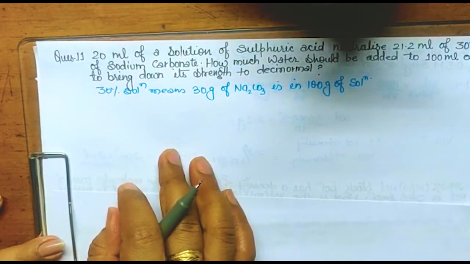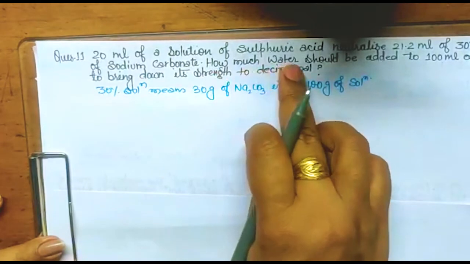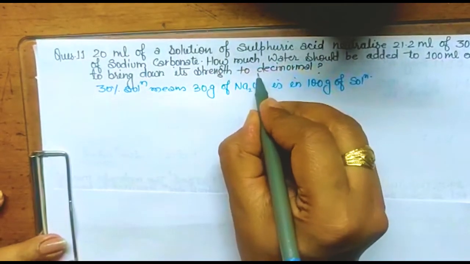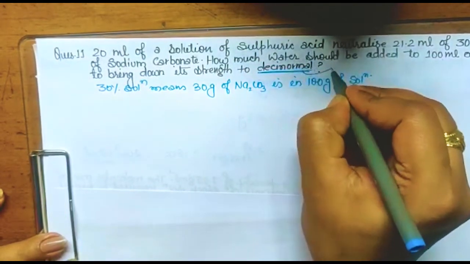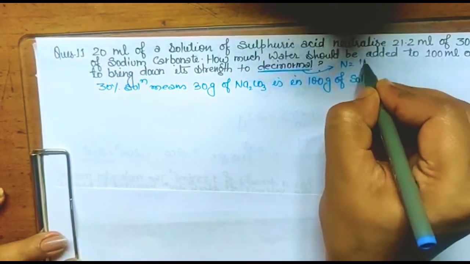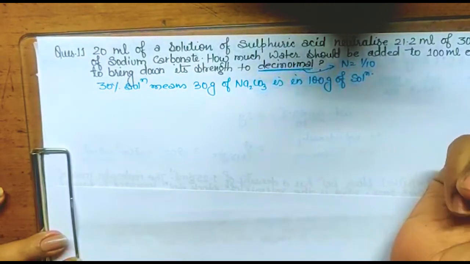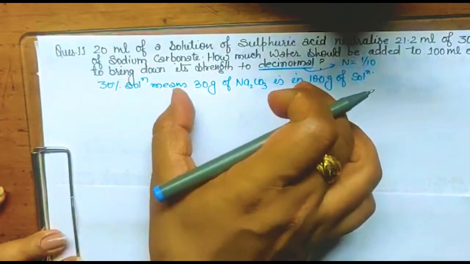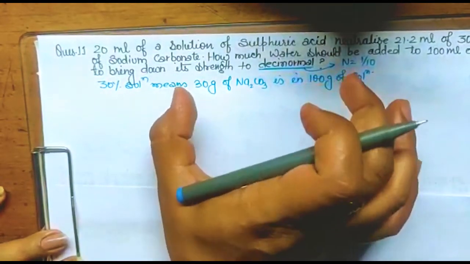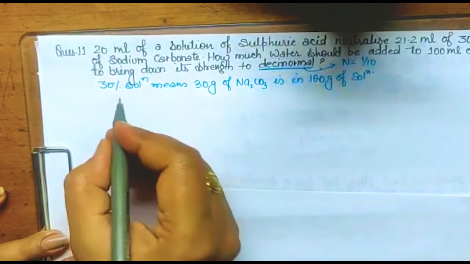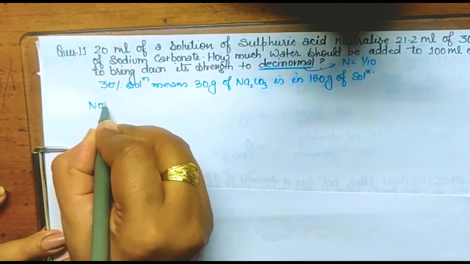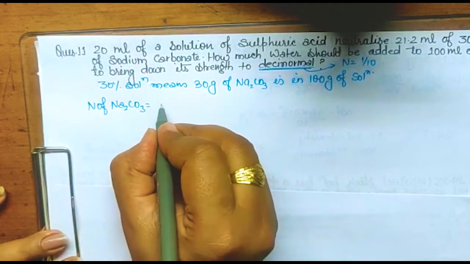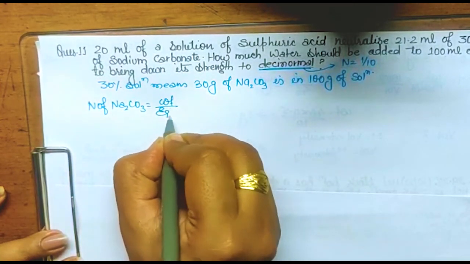So now let's find the normality. Then how much water should be added to 100 ml of this solution to bring down its strength to decinormal? Decinormal means normality is equal to 1 by 10. Deci means 1 by 10. I have explained in the video. So first you will find the normality of Na2CO3. Normality of Na2CO3 is equal to weight upon equivalent weight.